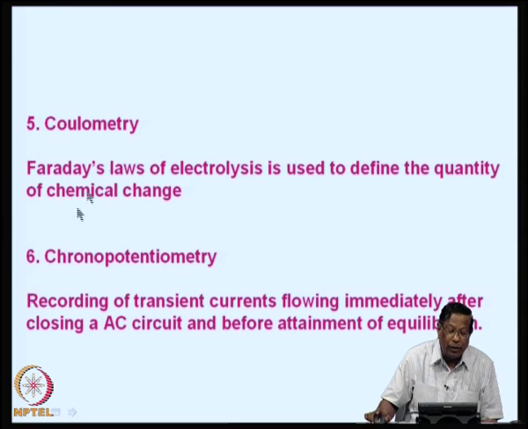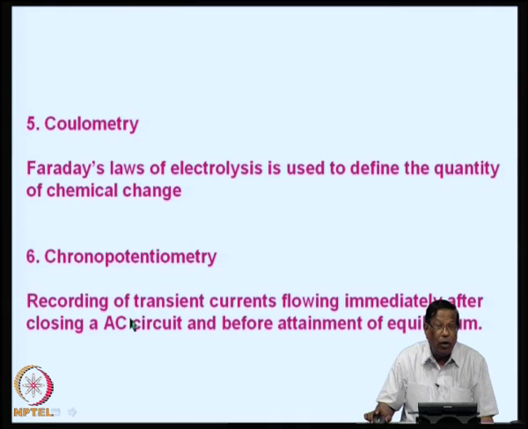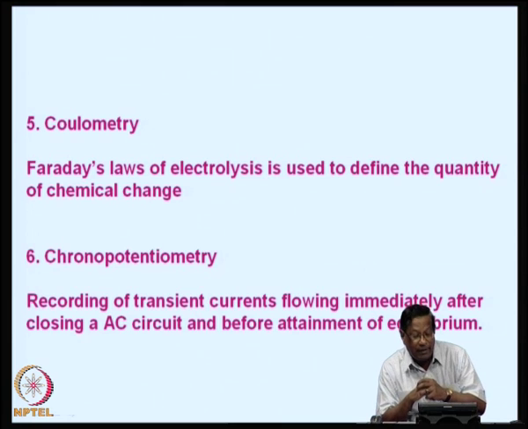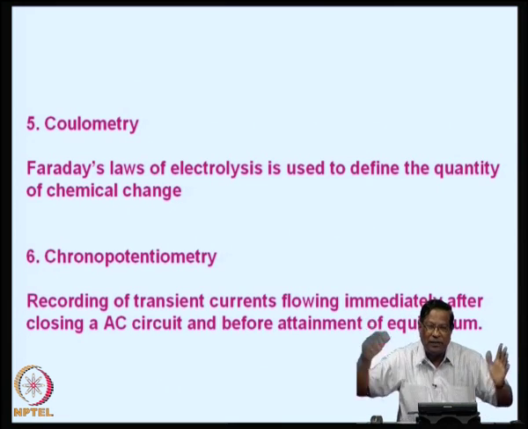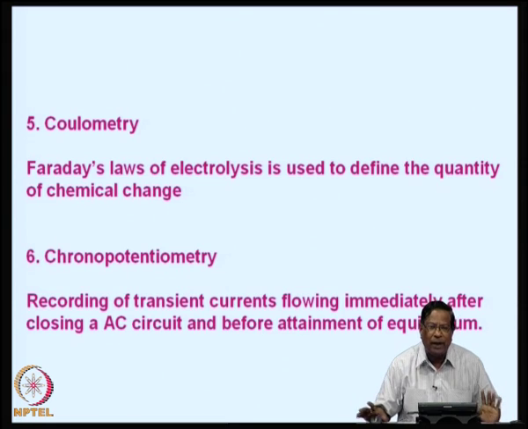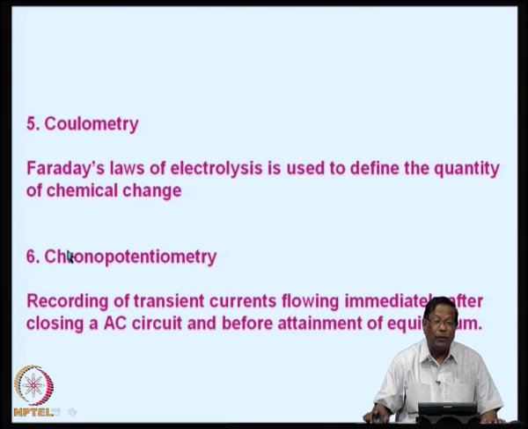So, electrodeposition techniques are based on coulometry, and chronopotentiometry is recording of transient currents flowing immediately after closing an AC circuit, but before attainment of the equilibrium. That is, transient changes as and when they occur before they attain the equilibrium is what we measure in chronopotentiometry.